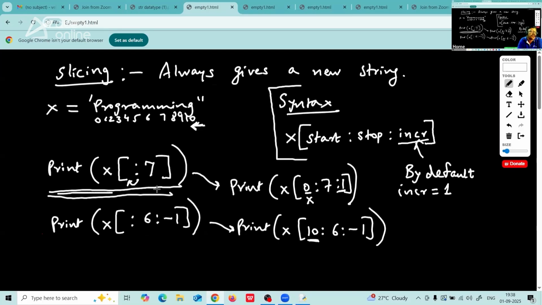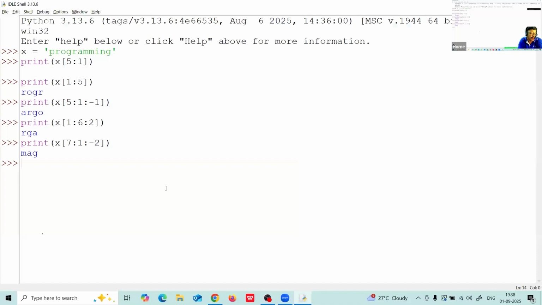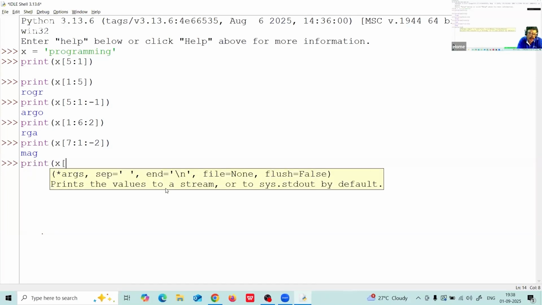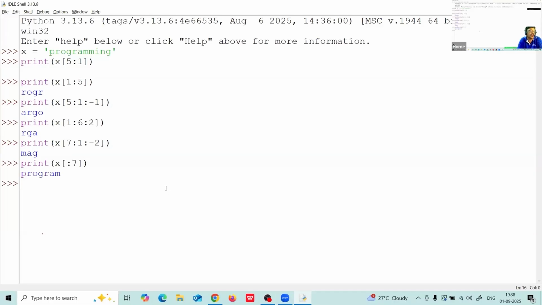So let's try the statement x[:7] on Python IDLE. Print x[:7]. You see what has happened, slicing has begun from 0. We did not give start, so it started from 0. So everything from 0 onwards up to the 6th index, because stop was 7. So the sixth letter was this M. So that was the slice given.